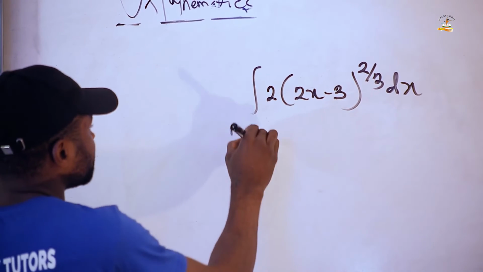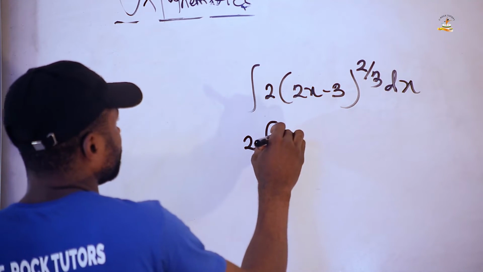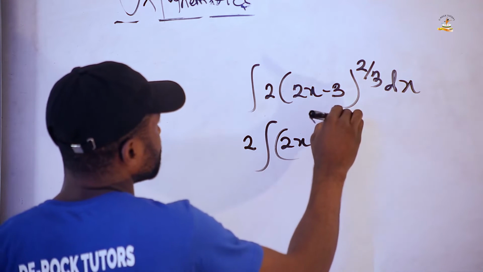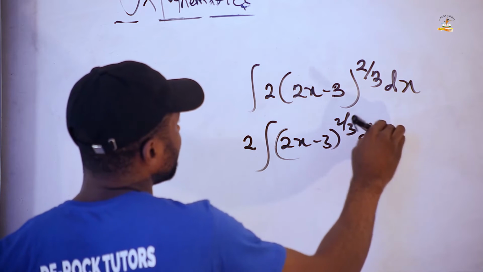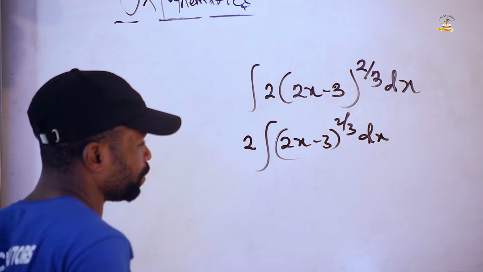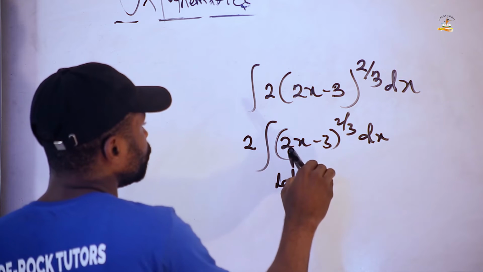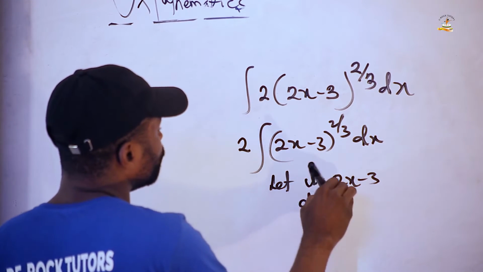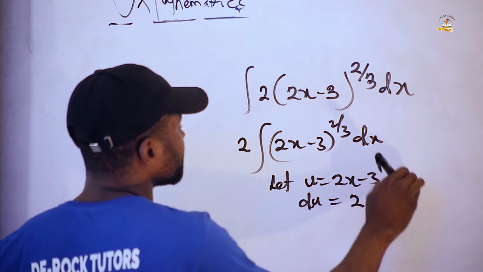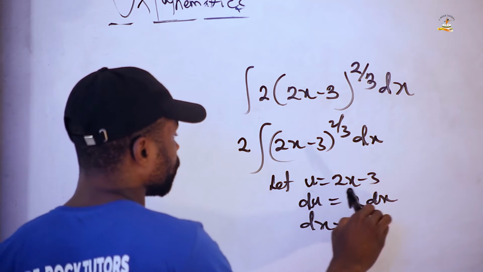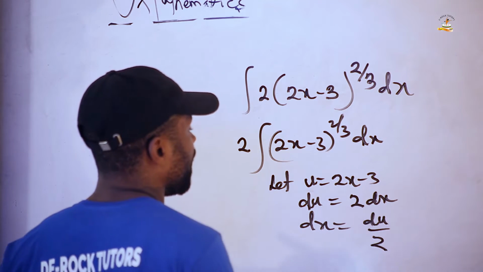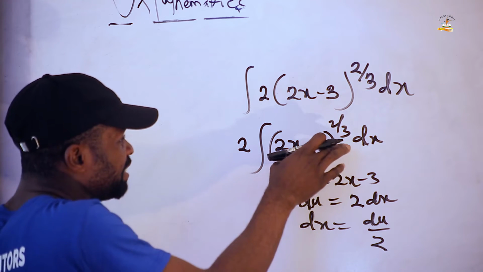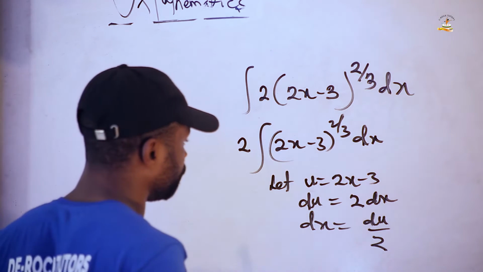In this case, we let this 2 stay outside the integral sign. We will now integrate this function. We let u equal to 2x minus 3, so that du is equal to 2 dx. And in this case, my dx is equal to du over 2. I will substitute for both u and dx to change this from variable x to variable u.